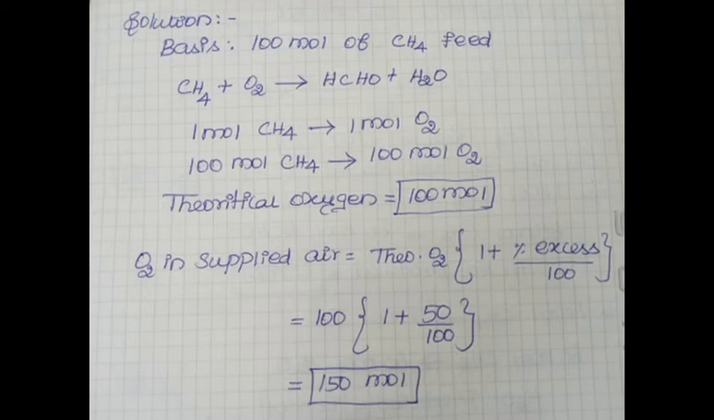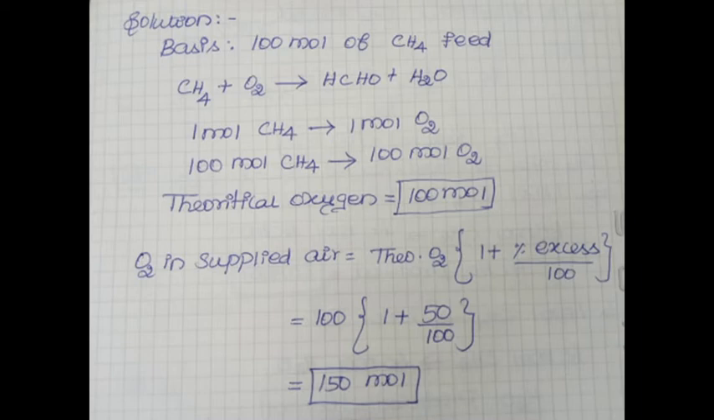First we are going to calculate the theoretical oxygen. As per the reaction, 1 mole of methane needs 1 mole of oxygen. As per the problem, 100 mole of methane is reacted, so how many moles of oxygen are required? 100 into 1 divided by 1, that is equal to 100 mole.